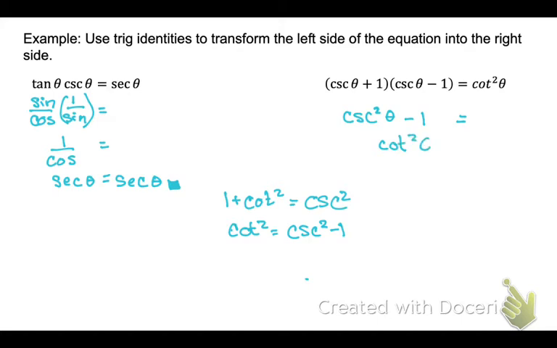Cotangent squared. Oops. So you just make your equal signs bigger if they don't line up. And then we put a box to say we're done. So I had to write it down to manipulate it a little bit, but I did it somewhere else, not in my problem, because it's not in the problem, it's in our head.